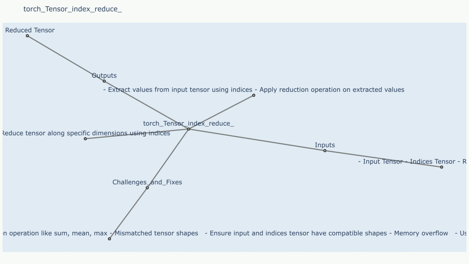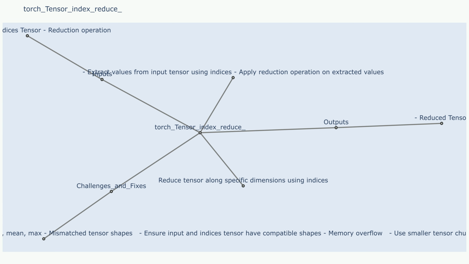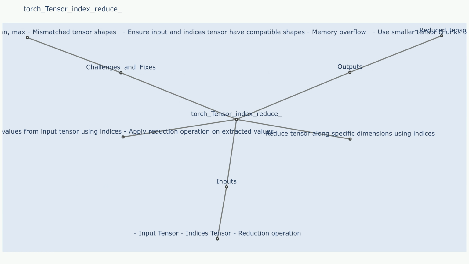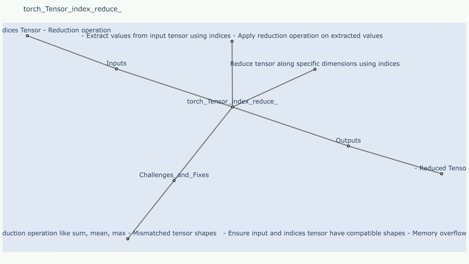Torch tensor index reduce. Description: the index reduce function in PyTorch performs a reduction operation over a tensor along specific indices. It calculates the sum of elements in a tensor, but only for the elements specified by the provided indices. Input 1: input, this is the tensor on which the reduction operation will be performed. Input 2: indices, this is a tensor of indices that specify the elements to be included in the reduction. Input 3: dim, the dimension along which to perform the reduction.